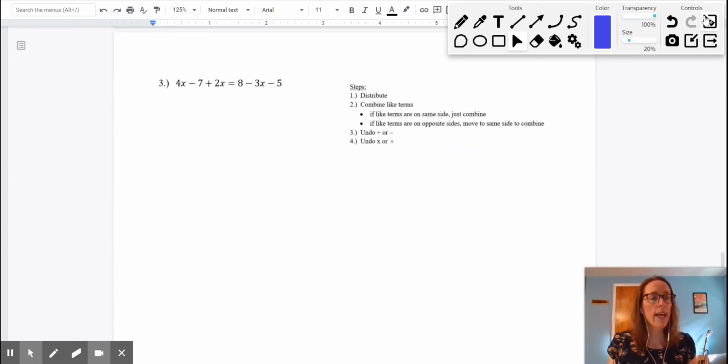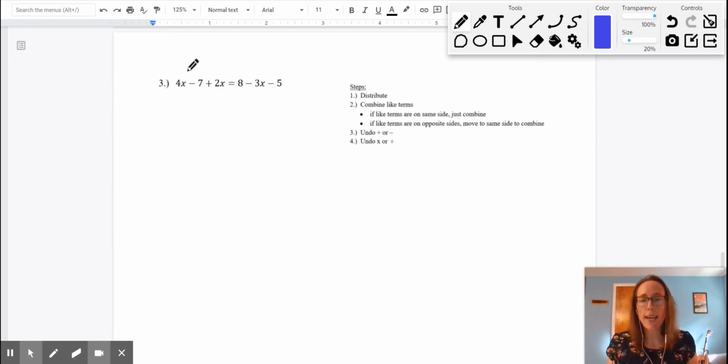Okay, and once again, you do need to take notes, so copy down number 3, but you don't need to write all those steps again. They're already in your notes. Once again, let's take a moment and look. Is this a linear equation?